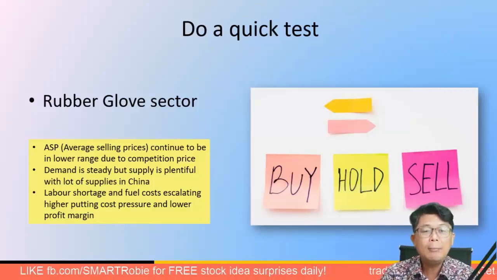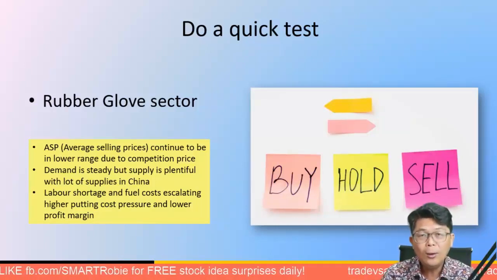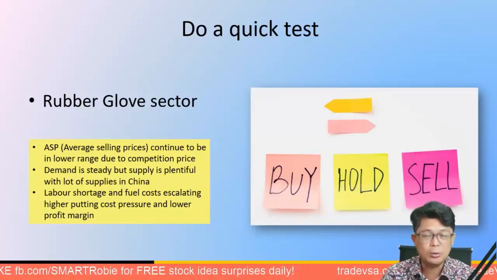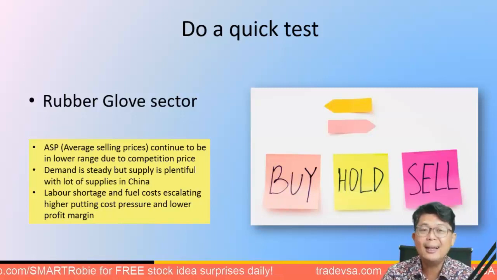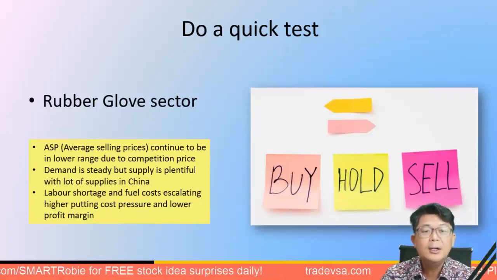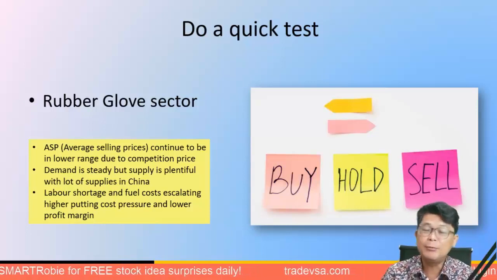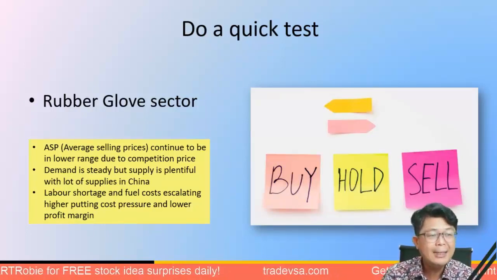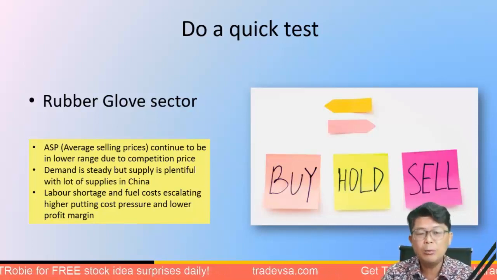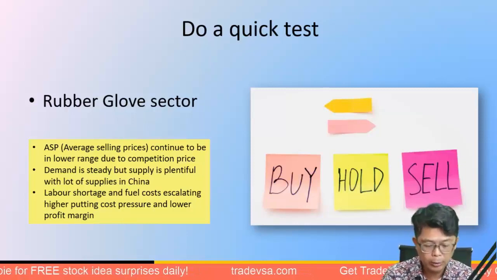So in this rubber glove sector, what would you do? Would you buy, hold, or sell if you have stocks? What is your answer? And the answer is fairly obvious. You likely want to not buy. If you have some, you probably want to hold it. But if you have a lot of these shares, you want to be selling. And that's the rationale behind this. You want to be able to sell some of these shares going forward.